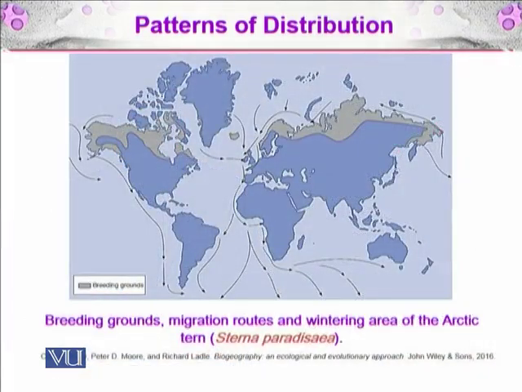So here you can see the breeding grounds, migratory routes, and wintering areas of the Arctic tern. You can see the arrows from the Arctic region to the Antarctic region. So in the winter, this Arctic tern will move from the north pole to the south pole. So it is migrating in one year the whole distance between the north and south pole.